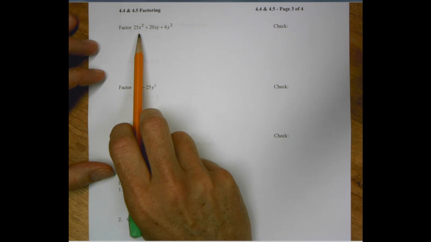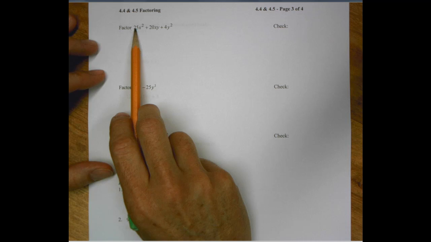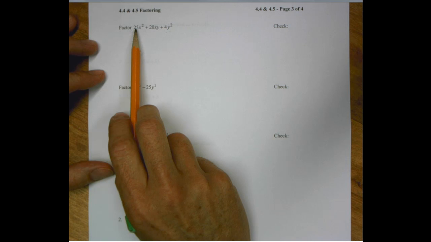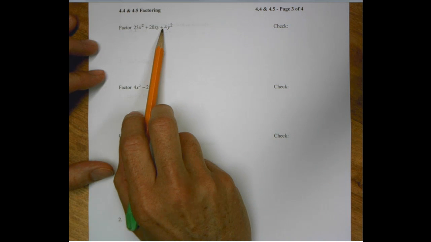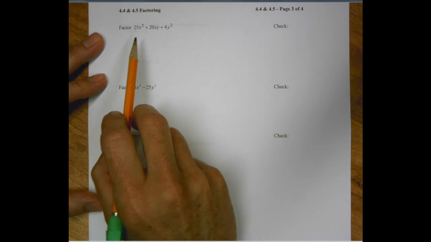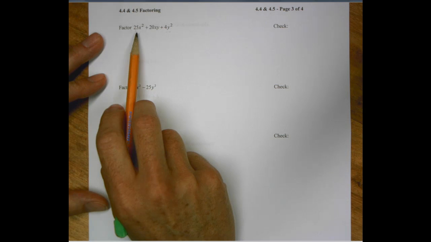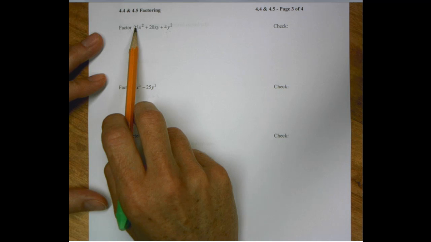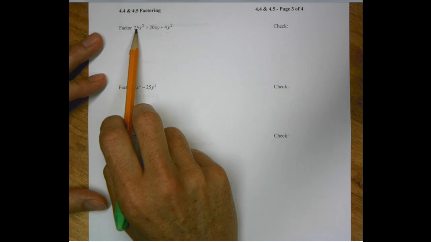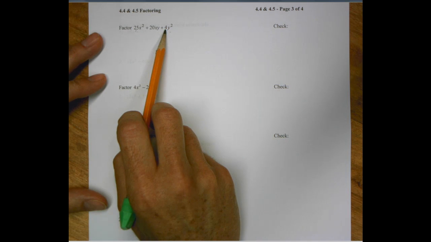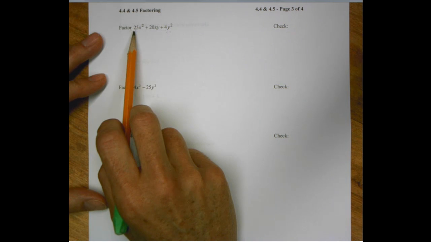Okay, you might see some problems like this where we have a perfect square trinomial, and if you don't recognize it as such, that's not a problem. But if you notice that the 25 is a perfect square and the 4 is a perfect square, it might help you out a little bit when you're trying to solve this problem. Remember, the first thing is to look for a greatest common factor, and I see a 5 times 5 goes into 25, and a 5 will go into 20, but 5 won't go into 4. So I don't have a greatest common factor for the number parts.